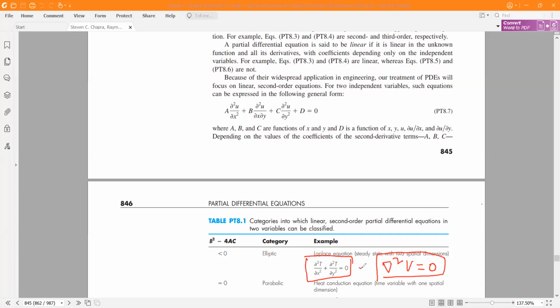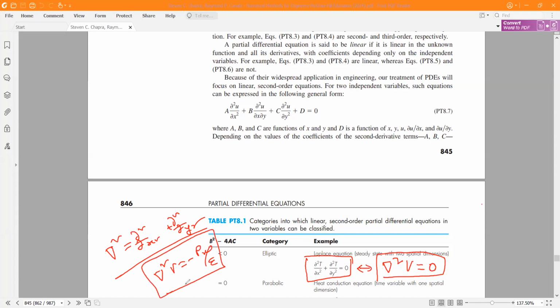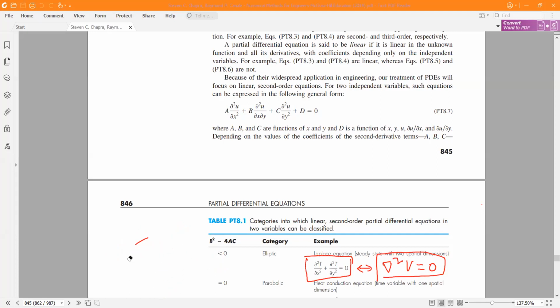Okay, what is the difference between these two? Mathematically they are not the same, because in a two-dimensional case, this nabla square is equal to d2 dx2 plus d2 dy2. And another variant of the equation is there where a source term is present: del square V equal to minus rho v divided by epsilon. What is the name of this equation? Poisson's equation, sir.